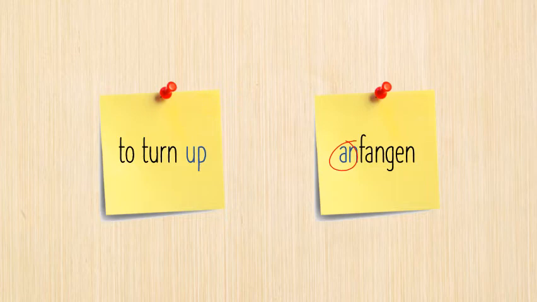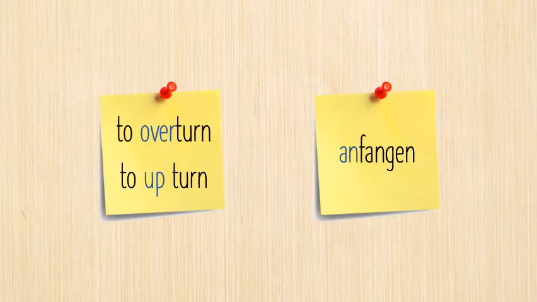So what's going on here? Why do we have a prefix form in German? You can't do this in English. You don't have to upturn. That's not how we do it. It's to turn up. However, interestingly, if you think about our previous example, to overturn, you can do that. That actually works in English. That's a different verb. So here you can see sort of two examples in English.